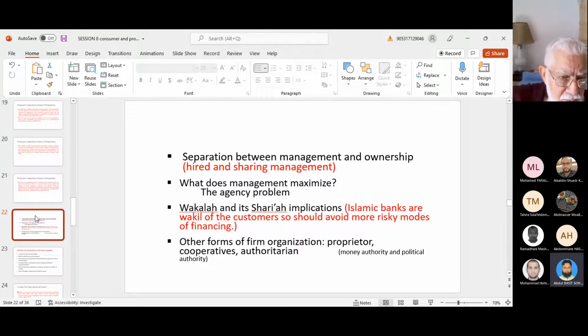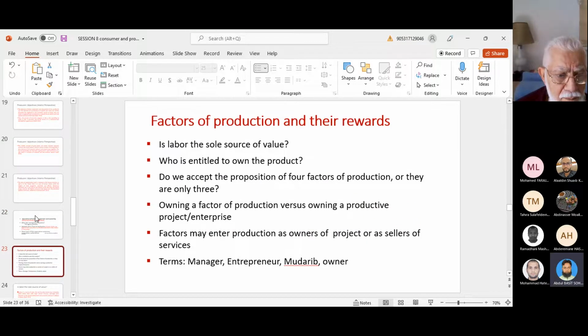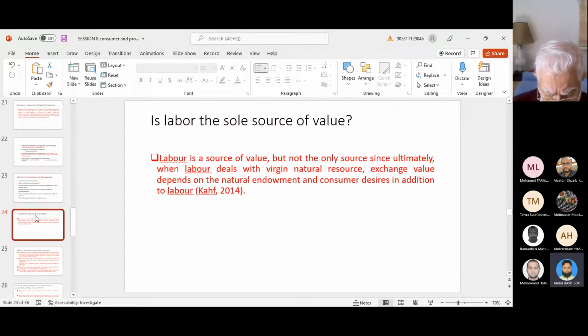So there are different forms of organization: proprietor, cooperative, and authoritarian, etc. So these are some questions relating to the factors of production. We will see them in the next slides.